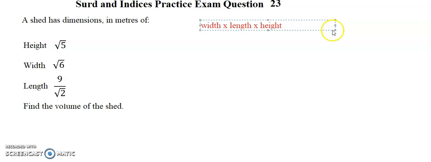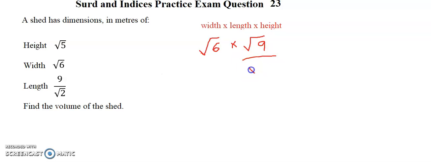So the first thing I need to do is multiply them together and write it. So I've got my width of square root of 6, I've got my length of 9 over square root of 2, and I've got my height of square root of 5.